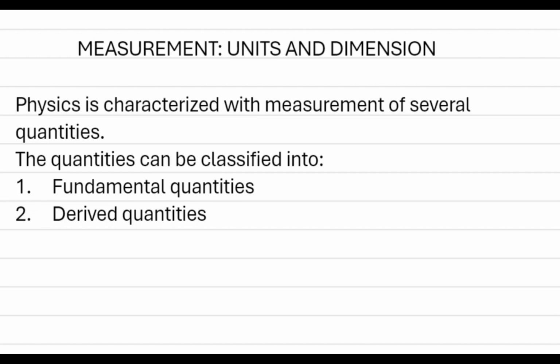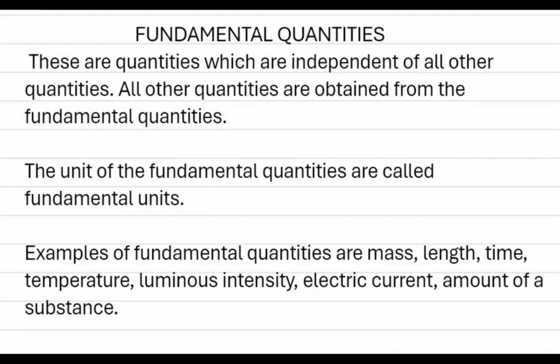Now, what are the fundamental quantities? The fundamental quantities are quantities which are independent of all other quantities. It means that they are on their own. They are not gotten from other quantities. They are independent. You don't get them from anywhere. They just self-exist by themselves. That's what the fundamental quantity is all about.